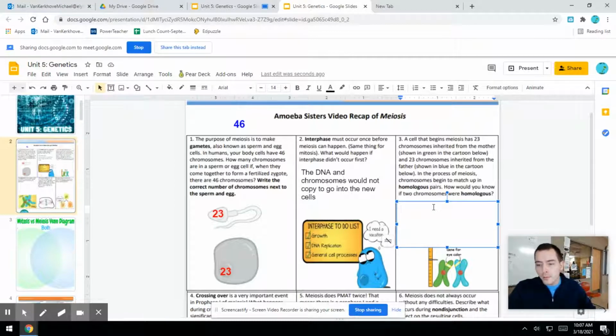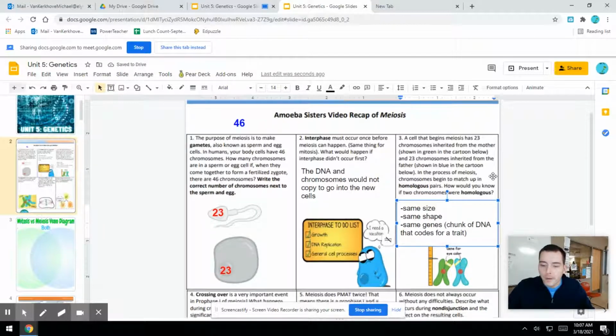So homologous, homo means same, logos means pair. So homologous means same pair. So how would I know that these 2 chromosomes were in the same pair? They would be the same size. They're the same shape. And they have the same genes. A gene is a chunk of DNA that codes for a trait. Okay.